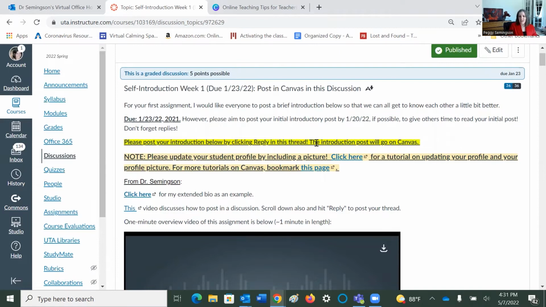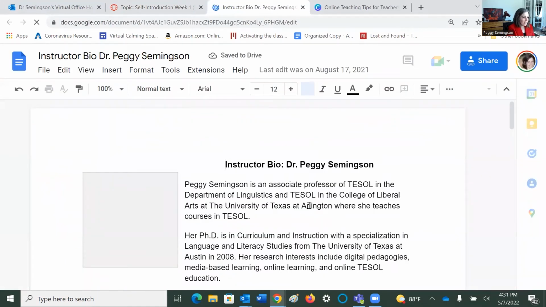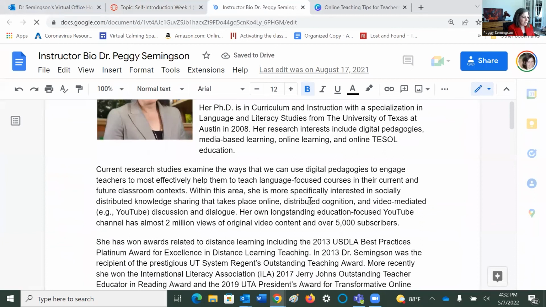So I always share facts like I'm an identical twin. I have a little Westie dog, just little fun tips or tidbits and things like that, that kind of go beyond the ordinary. And so I, again, encourage them to upload a picture. They have a tutorial on how to do that. I have an example of my bio with my picture. Again, just so they can be familiar with mine.